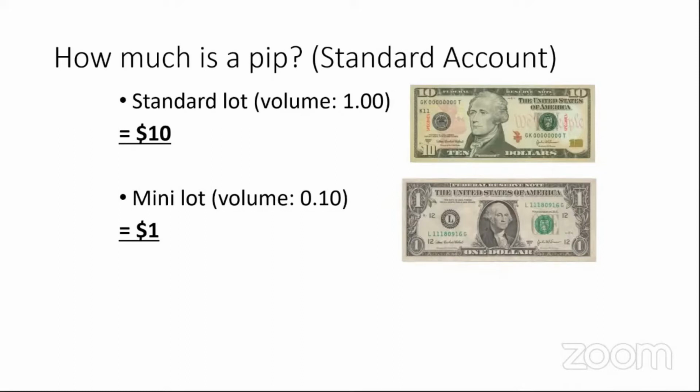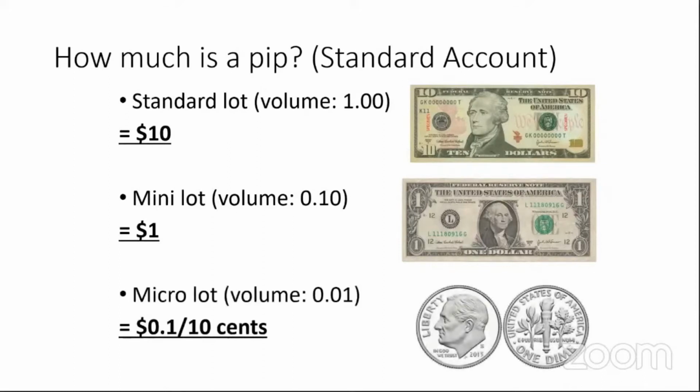And you can have something in between. Kung gusto mo, kunwari, gusto mo $3 per pip, pwede. Gawin mong 0.3. And that will give you $3 per pip. Now, if $1 per pip is still too big, you can actually lower that if you like. Pwede mo ibaba. On a standard account, the lowest you can go is 0.01 na volume. And that will give you 10 cents per pip. So maliit lang yan.